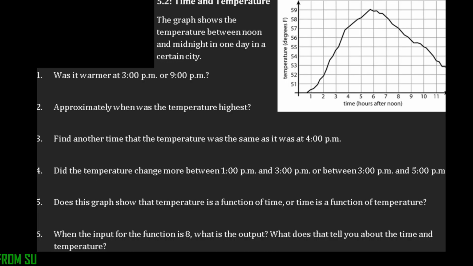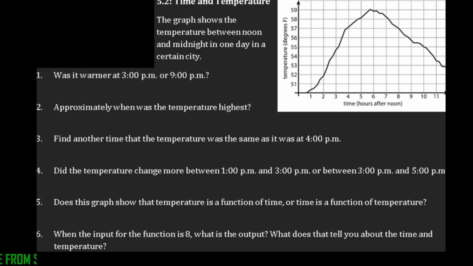All right, after that, it says time and temperature. It says the graph shows the temperature between noon and midnight in one day in a certain city. For number 1, it asks was it warmer at 3 p.m. or 9 p.m. So we have to find that on the graph.